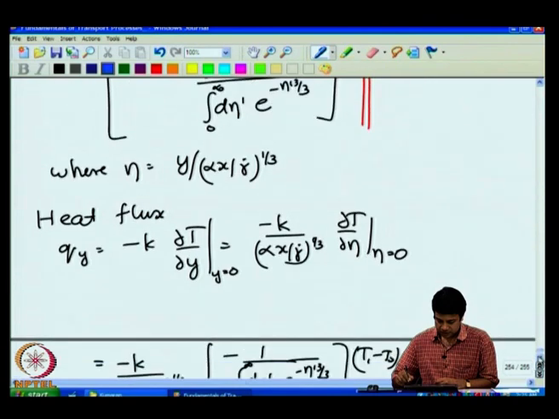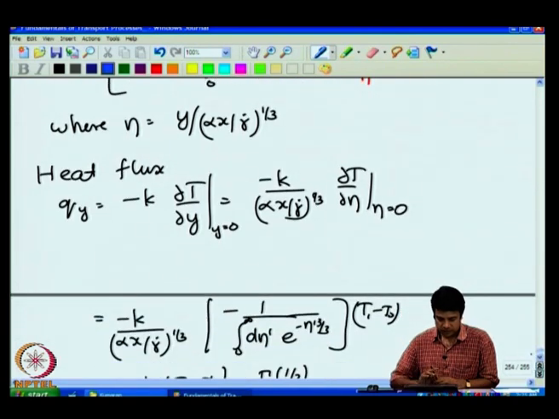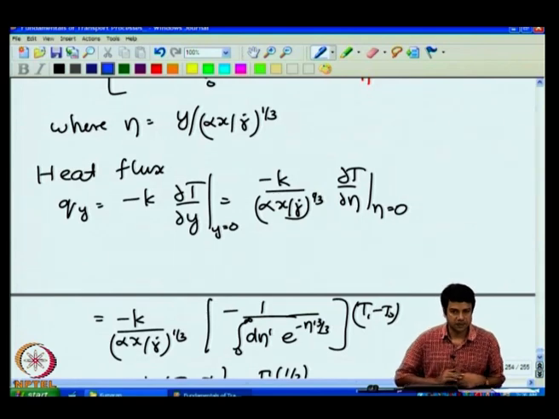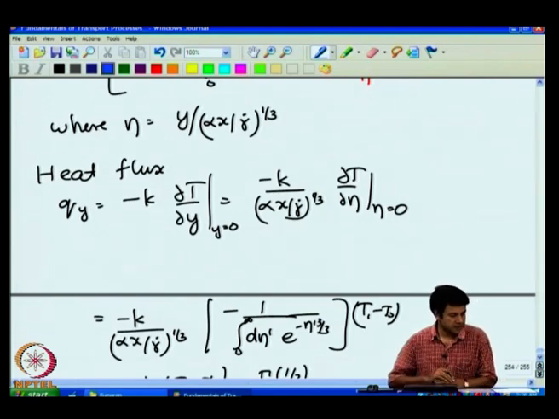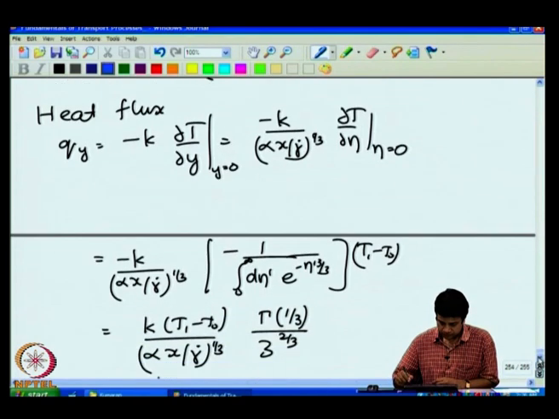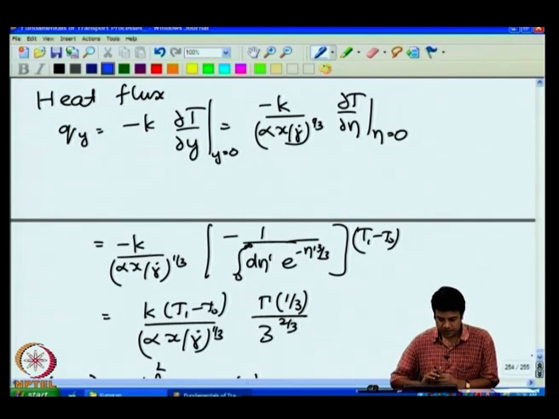The next task is to get the heat flux. I told you that the heat flux is equal to minus k dT by dy at y equal to 0. That is, the flux that is emerging from the surface is equal to minus k times dT by dy at y equal to 0. I can express that in terms of eta, because eta is equal to y by the boundary layer thickness.